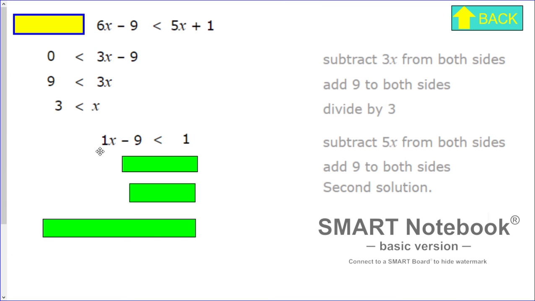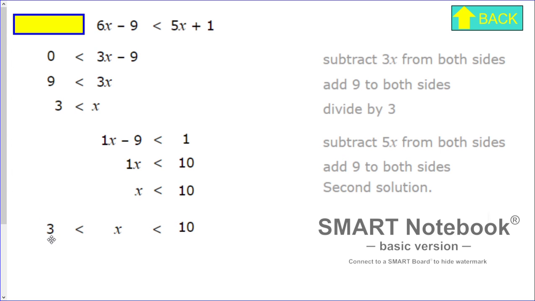This is not something you'd normally write in math. The 1 is not necessary, but we'll just carry it down for visual purposes. Now we add 9. 1x is less than 10. And again, now we don't need that 1x. So let's get rid of it. It's just x is less than 10. So we have to sandwich our 2 back together. We get x is greater than 3, but less than 10.